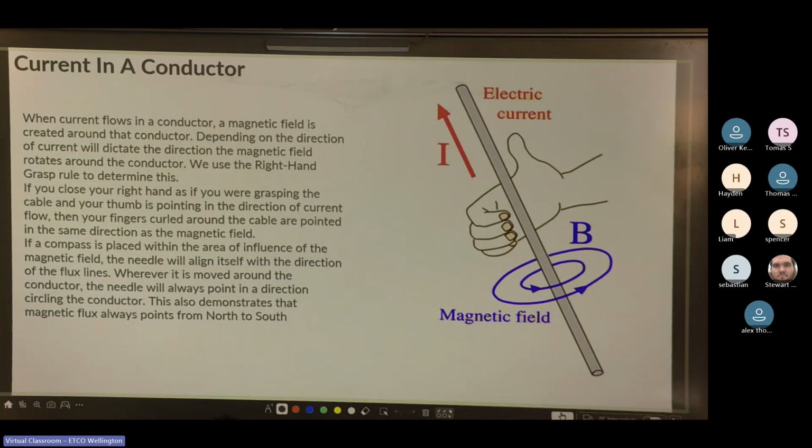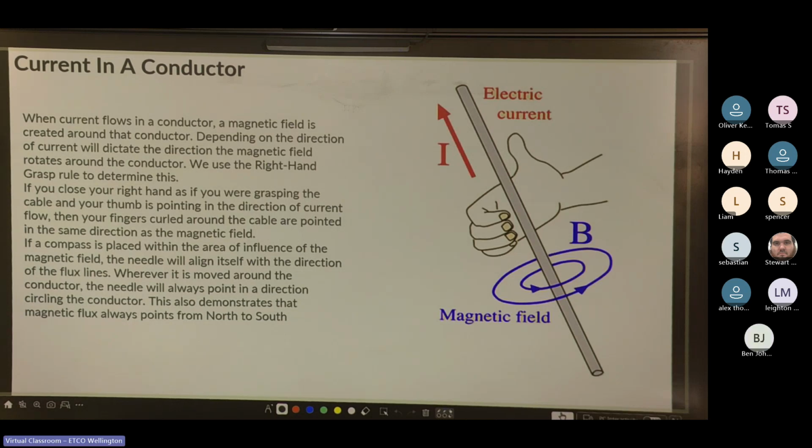Cool. So when current flows in a conductor, a magnetic field is created around that conductor. The direction of the current will dictate the direction of the magnetic field, which rotates around the conductor. So we use the right-hand grasp rule. Basically, if you were to grab the cable and the current was flowing in the direction of your thumb, your fingers represent the magnetic field. If you place a compass within the area of this influence, the magnetic field, the needle will align itself with the direction of the flux lines. Wherever it is moved around the conductor, the needle will always point in a direction circling the conductor. This also demonstrates that magnetic flux always points from north to south.